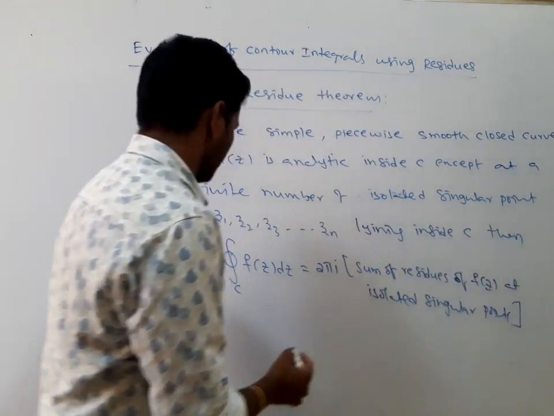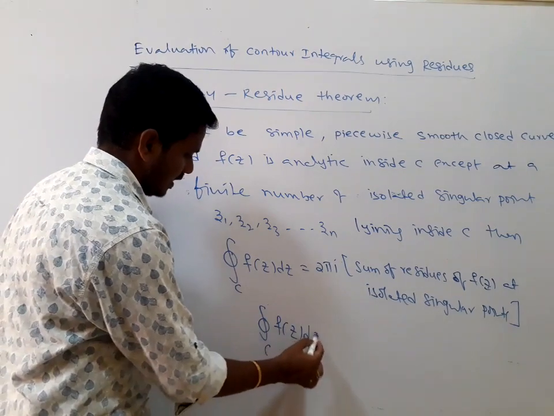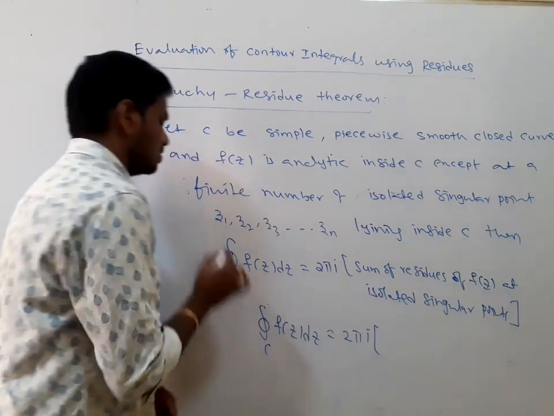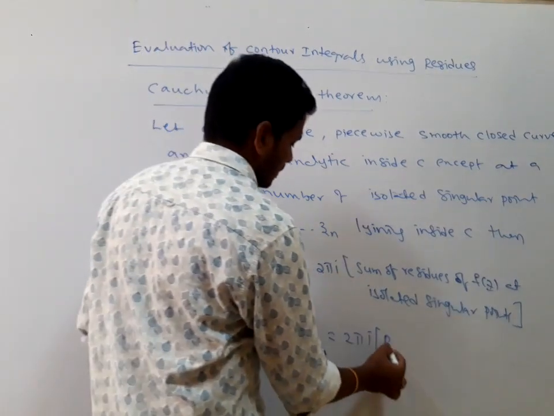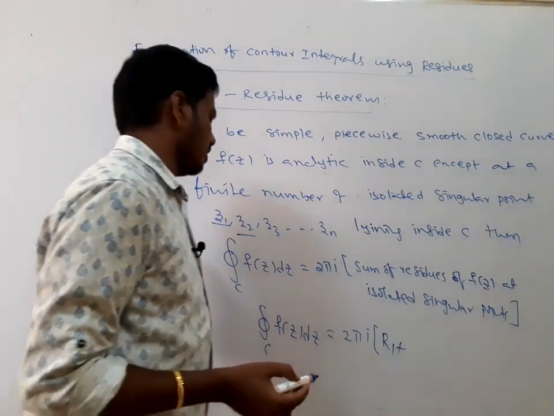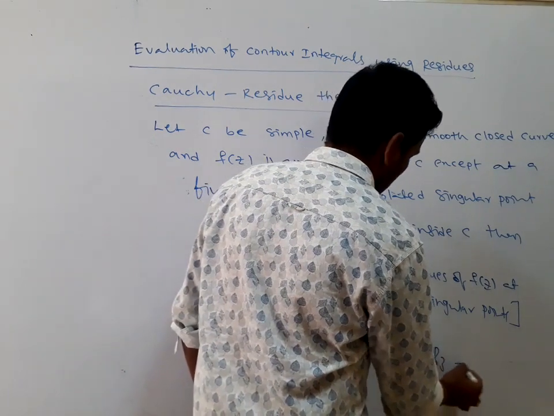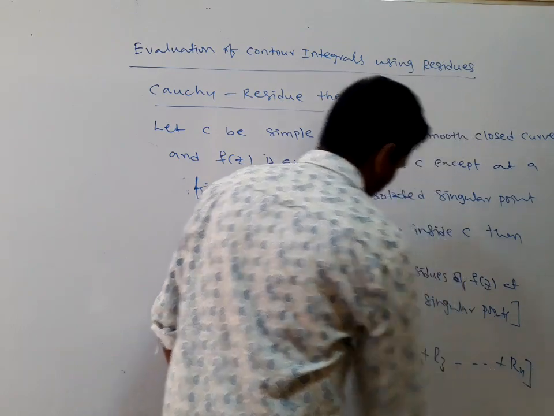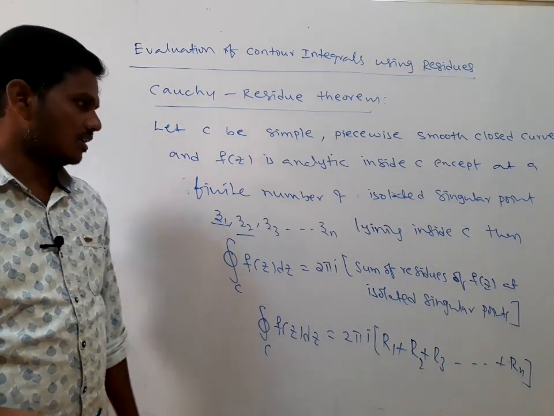So this can be written as the integral over C of f(z) dz is equal to 2 pi i times, suppose at z1 the residue of f(z) is r1, the residue of f(z) at the isolated singular point z2 is r2, plus r3, and so on, the residue at zn is rn. The residues concept will give the value of the integral.